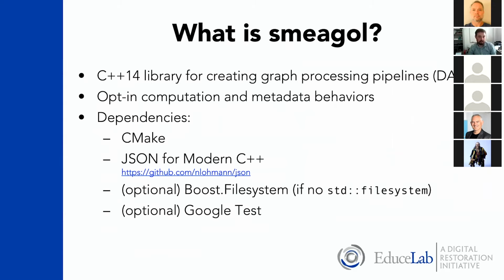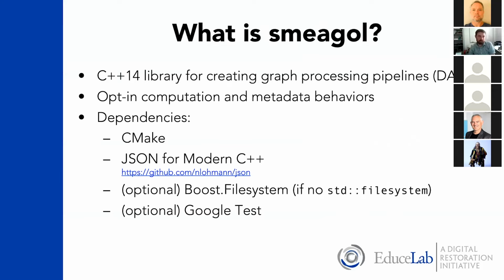So what is Smeagol? It is a C++14 library for creating graph processing pipelines. And by graphs, I specifically mean directed acyclic graphs, because things get weird when you have cycles and you're trying to do computational pipelines. But for now, it's a directed acyclic graph. And we want to enable opt-in behaviors for computation and metadata. And I'll show you what that means when we get into it.